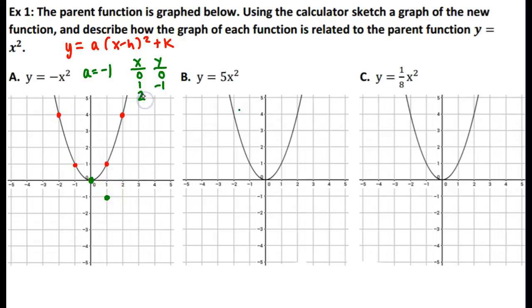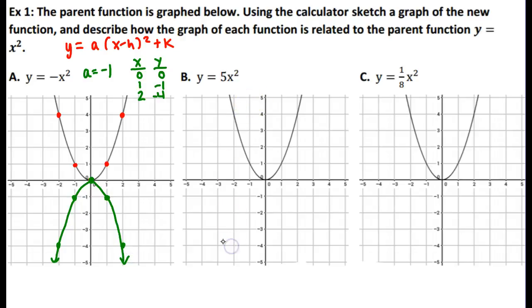If I put in 2, 2 times 2 is 4. Opposite of 4 is negative 4, so 2, negative 4 is a point on this graph. And again, since this parabola is symmetric, that means negative 1, negative 1 is a point, and negative 2, negative 4. So this graph looks like the parent function, except it is flipped upside down.